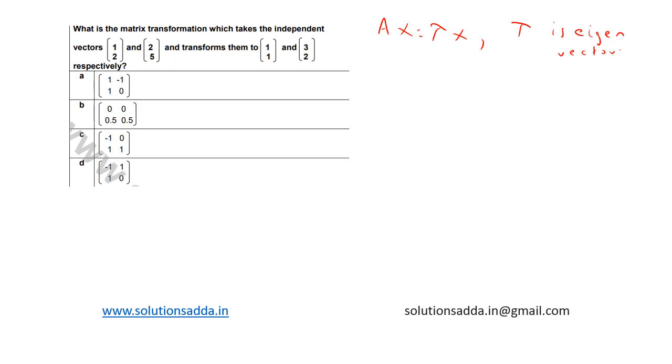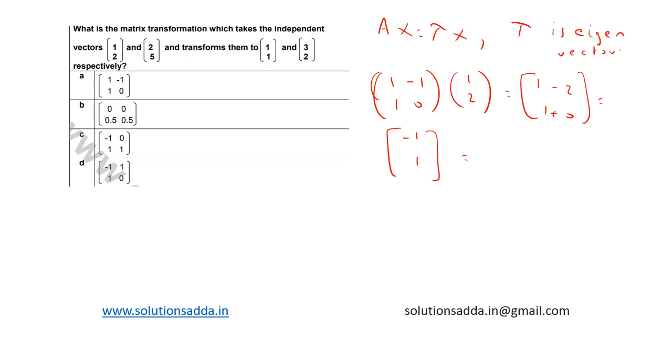With option A, we have 1 minus 1, 1, 0 into, let's try an example, 1, 2. This will be equal to 1 minus 2, 1 plus 0, which is in turn equal to minus 1, 1. This is not anywhere matching. So this cannot be the right answer.